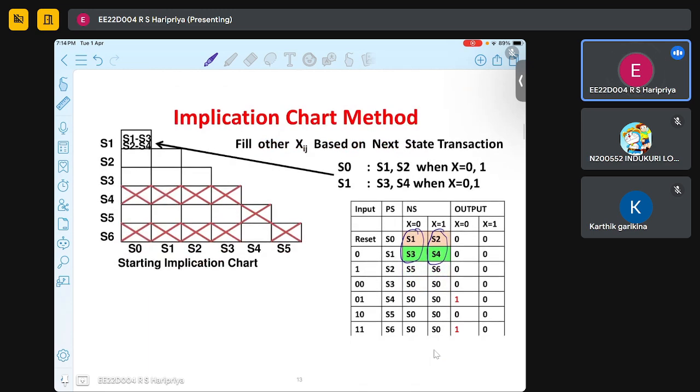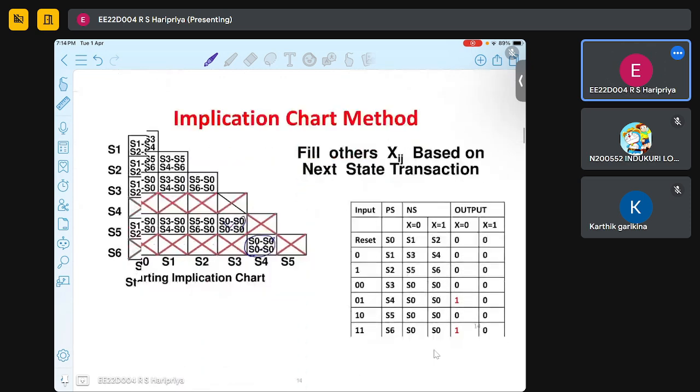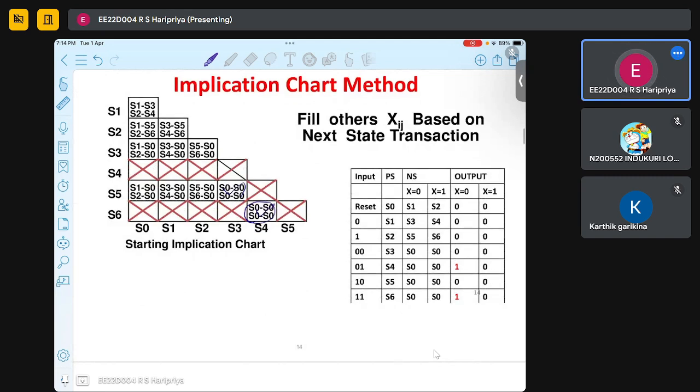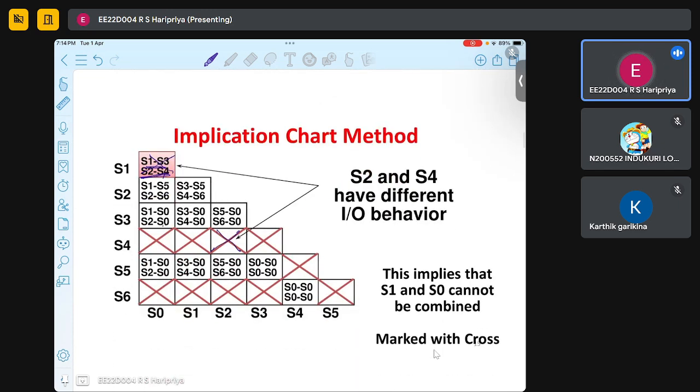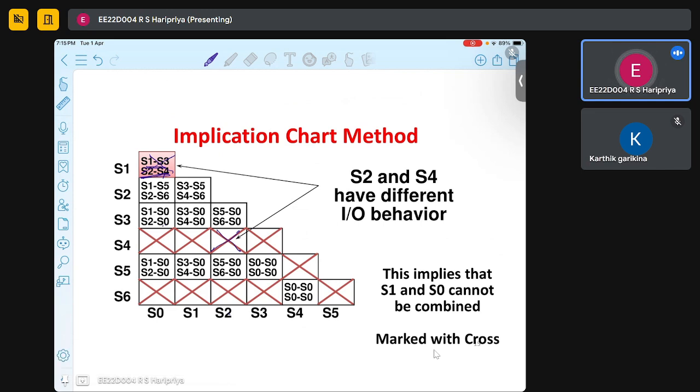Next step, we start filling each of these empty cells because outputs are same. So by any chance, if S1 is equivalent to S3 and S2 is equivalent to S4, then S0 state can be equivalent to S1 state. In this way, we fill for all the leftover states that can be equal with this condition. Now one by one we start eliminating this condition. For S1 to be equivalent to S0, we want S1 to be equivalent to S3 and S2 to be equivalent to S4.